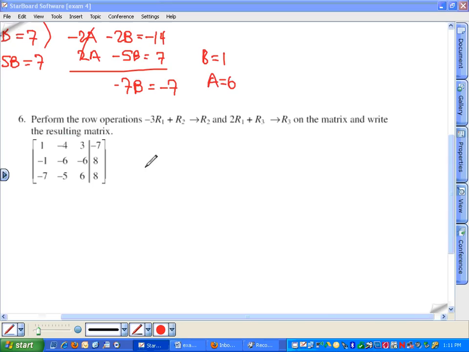Okay, part 2, performing the row operation. So we're going to take this matrix, and let's first do this row operation that's described here. Take -3 times row 1. I'm going to add that to row 2.